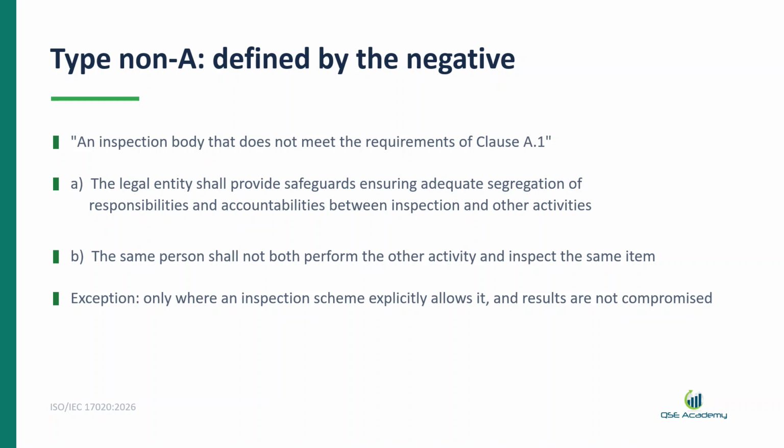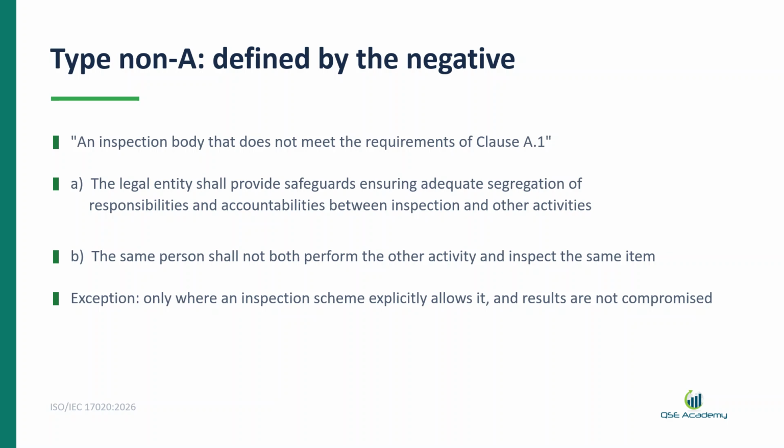And now type non-A, which is the part people find strange at first. The standard does not describe type non-A by what it is. It describes it by what it is not. The exact wording is, an inspection body that does not meet the requirements of Clause A, point 1, shall meet the requirements below. That is it. If you fail any of the 4 type A conditions, you are type non-A. There is no third option.